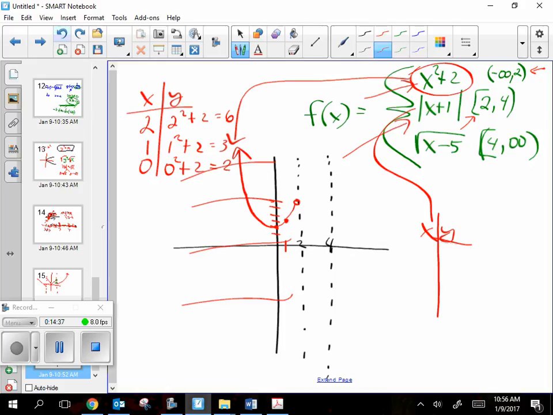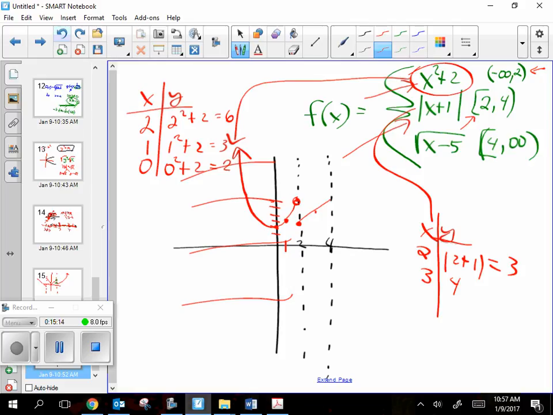How about 2 itself? If I stick in 2, this becomes absolute value of 2 plus 1, which is 3. I'm going to go over 2 and up 3, and there's a dot right here. That's kind of weird, but it's right. It's underneath this empty dot, so it's okay. It's not breaking the vertical line test. Now I'm going to stick in 3. I get absolute value of 3 plus 1, which is 4, and over 3 and up 4. There we go. And it looks like this is going to be a straight line up to here.